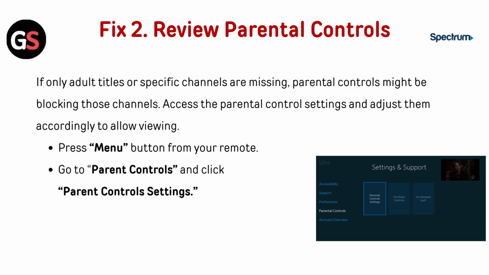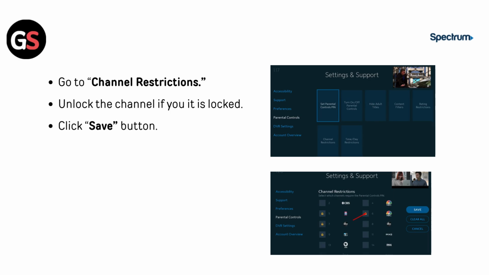Press the menu button on the remote. Go to parental controls and click parental control settings. Go to channel restrictions, unlock the channel if it is locked, and click the save button.